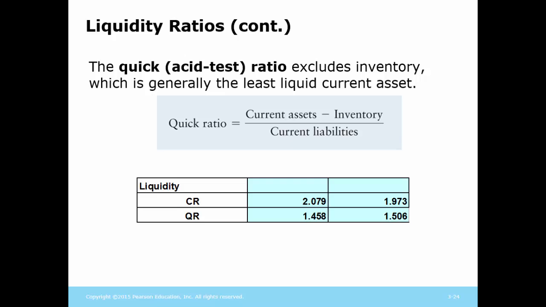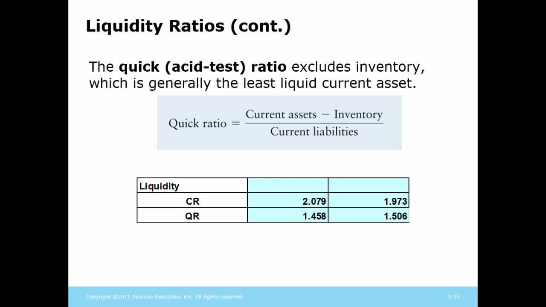But the difference between the two is really inventory. If you subtract this, it's roughly 5.4. From here, it's roughly 4.7. So you can see that the difference is smaller, which means inventory is a little bit less in 2015 than it was in 2014.